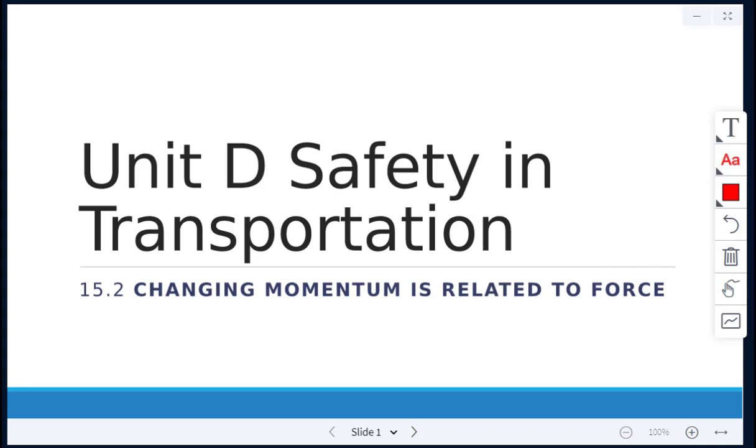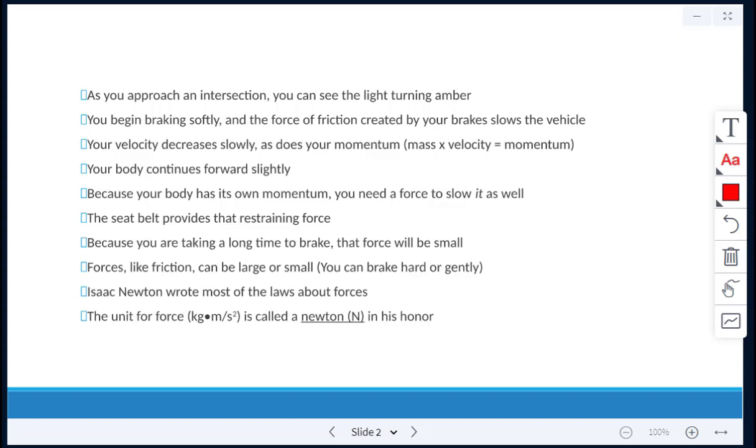Today's lesson is on 15.2, which is changing momentum is related to force. So let's imagine this scenario. As you approach an intersection, you can see the light turning amber or yellow. You begin braking softly, and the force of friction created by your brakes slows the vehicle. Your velocity decreases slowly, as does your momentum.